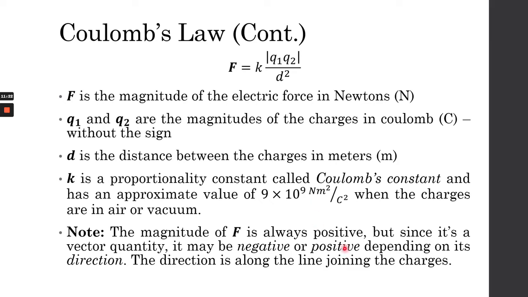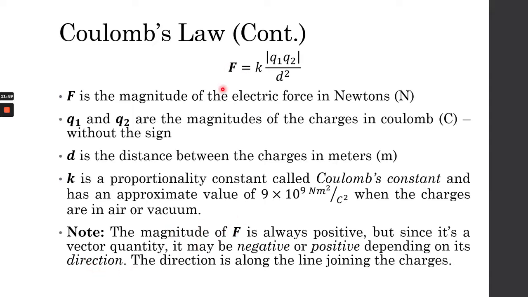And lastly, I want you guys to remember, F is always positive, okay? It's a vector quantity. Remember what a vector quantity is? Vector quantities are quantities that are measured by their magnitude and their direction, okay? So that's the difference from scalars. A scalar is basically just the magnitude. Example, your age, it's just a number. But for a vector quantity, we also measure the direction. It has a magnitude and a direction.